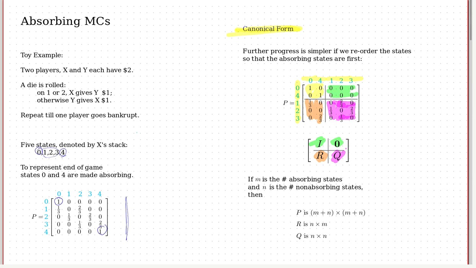Let me just make a note about the dimensions here. If M is the number of absorbing states and N is the number of non-absorbing states, then the whole P matrix, of course, is a square matrix of size m plus n. So it's m plus n by m plus n. The R matrix is the matrix of transitions from non-absorbing states to absorbing states, so that's an n by m matrix. And the Q matrix represents transitions among the non-absorbing states, so that's n by n.